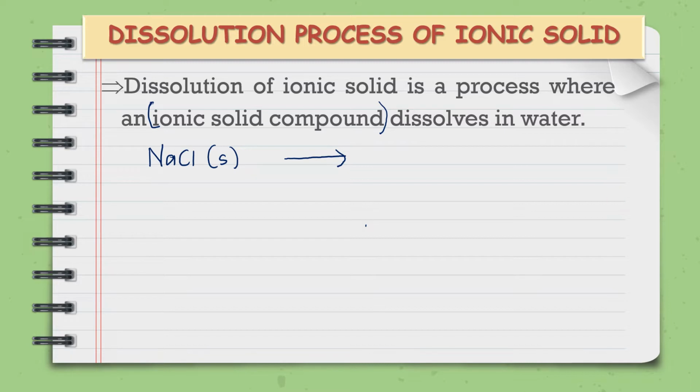So what are the ions for NaCl? It's Na plus and Cl minus. So when it dissolves in water, what happens to this ion? It will become in aqueous state. Okay, so Aq, both will become in aqueous state to show that it becomes a solution.